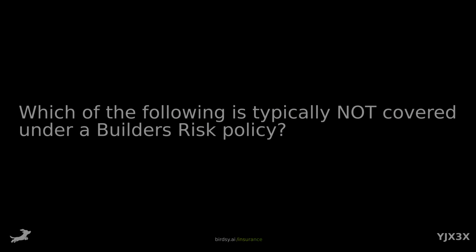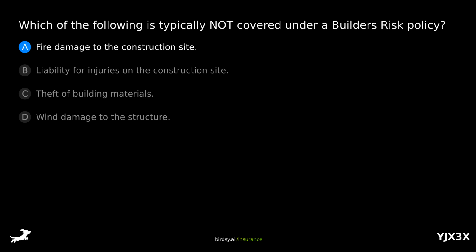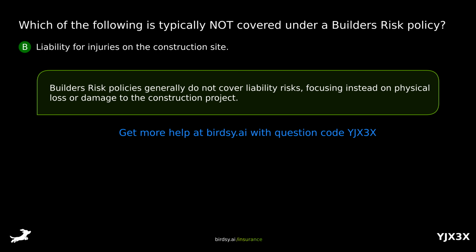repairs. Which of the following is typically not covered under a builder's risk policy? Is it A, fire damage to the construction site, B, liability for injuries on the construction site, C, theft of building materials, or D, wind damage to the structure? The answer is B, liability for injuries on the construction site. Builders' risk policies generally do not cover liability risks, focusing instead on physical loss or damage to the construction project.